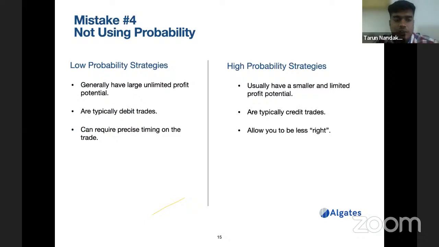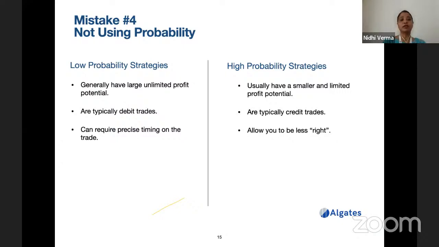So is there a way to balance volatility and the risk involved? Yeah, so let's come to the fourth point: you can use probability. You will have some idea that this outlook is more likely to unfold in a specified time, and this outlook is less likely to unfold. This outlook has more probability, right? So generally there will be some low probability strategies, and there will be some high probability strategies.